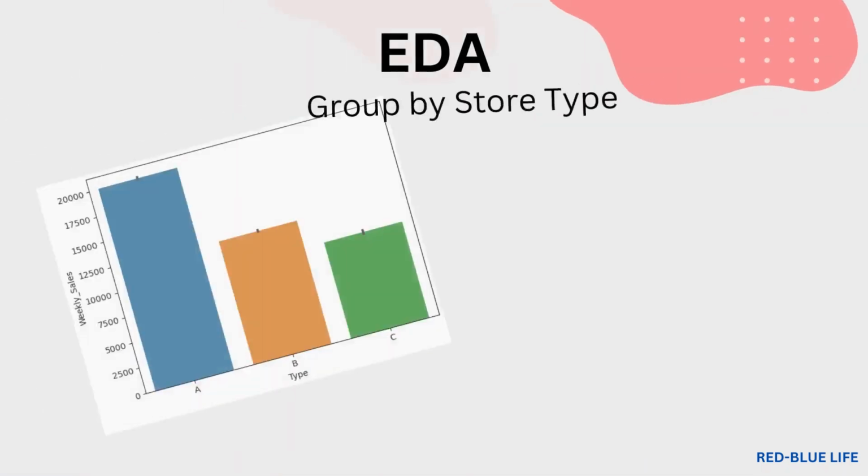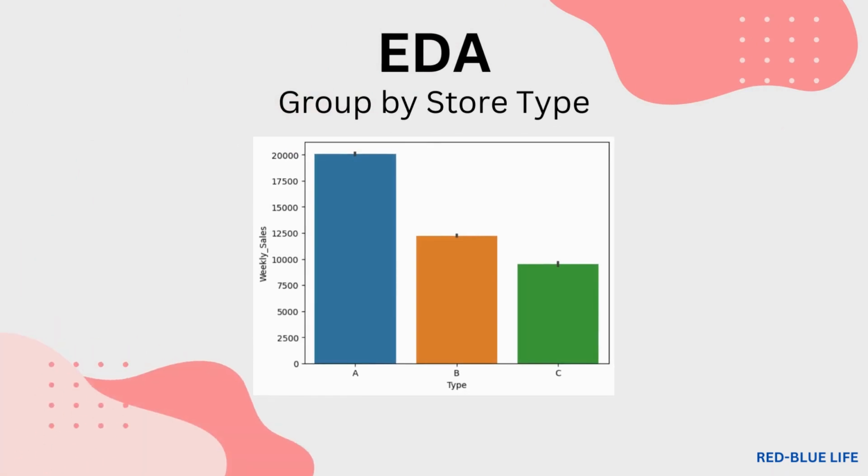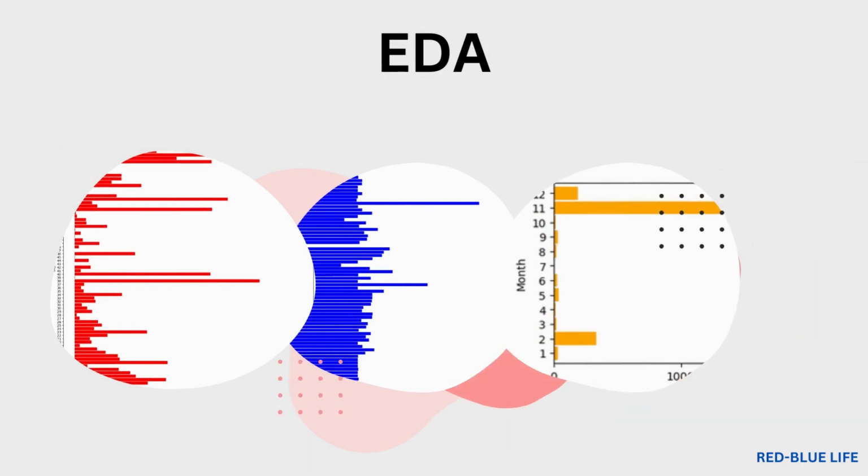When we grouped our data by store type, we observed that on average type A stores have the highest sales, followed by type B and type C. Alright, we can get more insights if we group our data by department and by month.